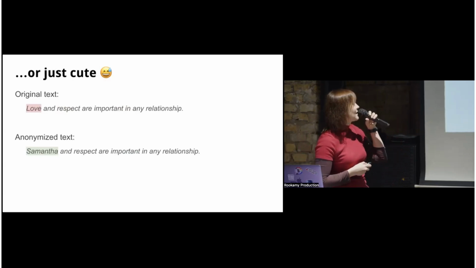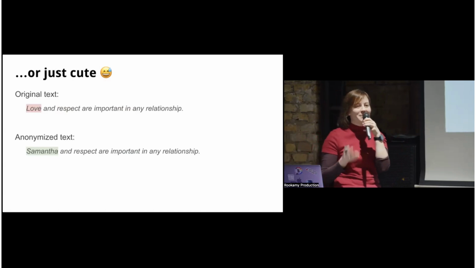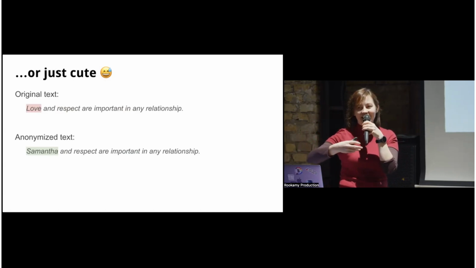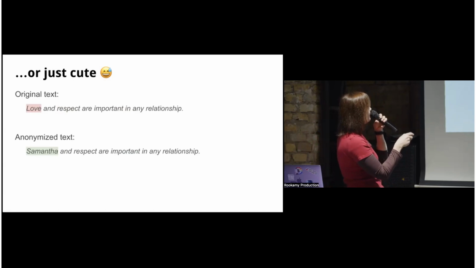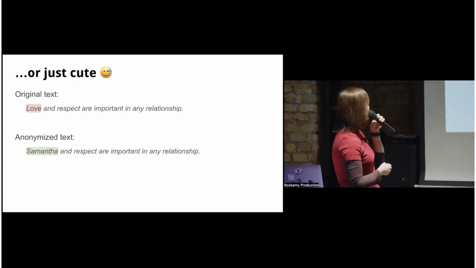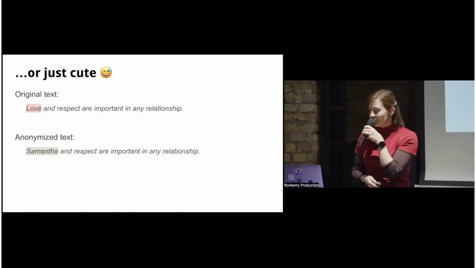So love and respect are important in any relationship. And it's a known issue that named entity recognition systems are biased toward the first word in the sentence. They would frequently identify it as a name or a person name in this case, or an organization name. And then you would get something like Samantha and respect are important in any relationship, which is not true.